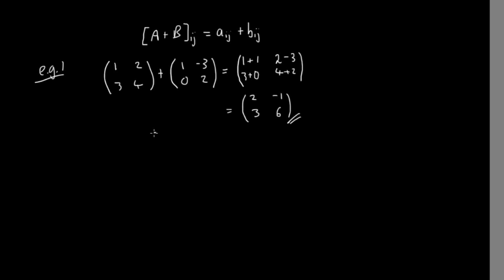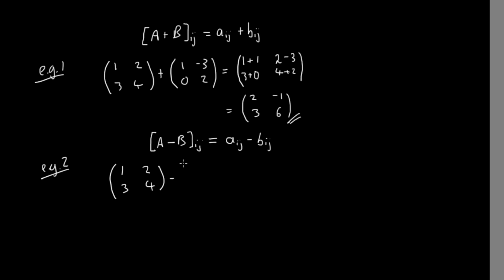Okay, so I'm going to go on to define matrix subtraction, and again using my A and B notation. So the ith jth element of A minus B is the ith jth element of A minus the ith jth element of B. So you can see it's the same as matrix addition, except we have a subtraction sign instead of an addition. So if I go ahead, I'm going to use the same two matrices as I did in example 1. Okay, but this time I'm going to subtract them.